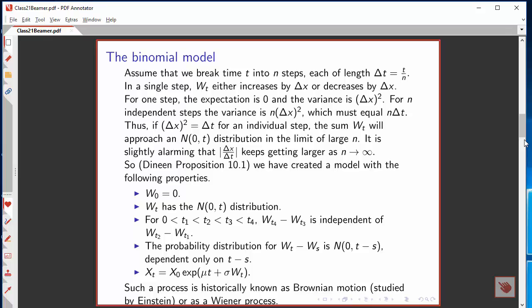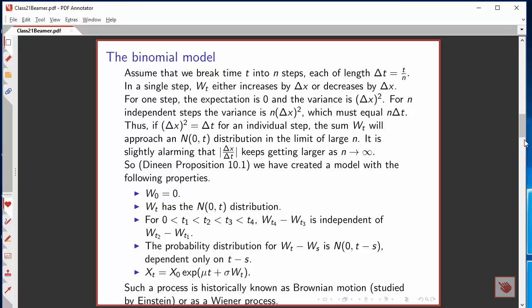If you ask for the probability distribution for w sub t minus w sub s, the change in the exponent over the interval from s to t, that's normally distributed. It depends only on the length of the interval, and the variance is t minus s. And finally, the share price in this model is the price at time 0, x0, times the exponential of mu t, the drift part, plus sigma times w sub t, the random walk part.